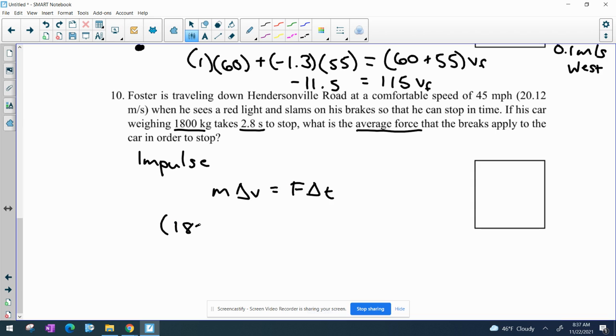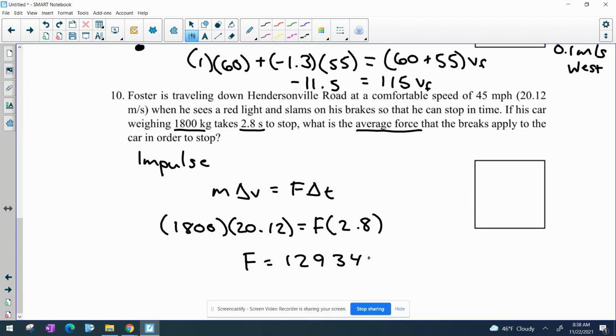So mass is 1800, velocity is 20.12, and then it changes to 0, so technically negative, but we'll ignore that. The force is what we're solving for, and the time is 2.8 seconds. Plugging all that in, you get that the force is equal to 12,934 newtons.